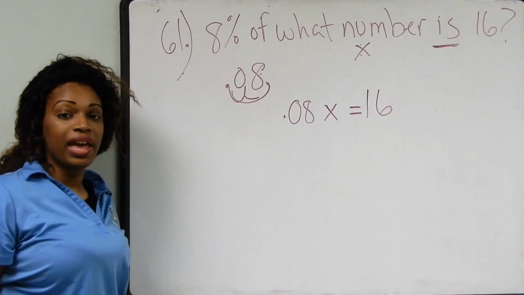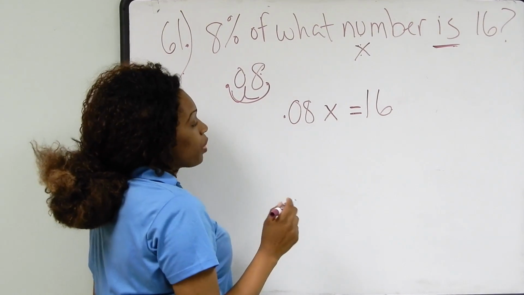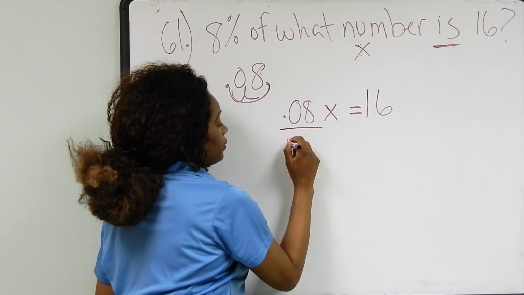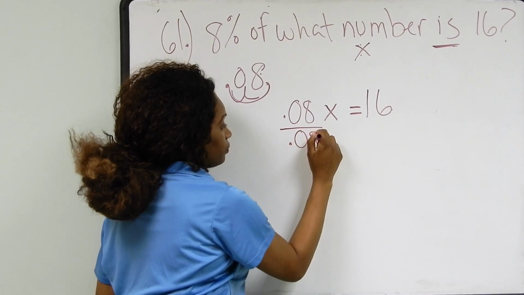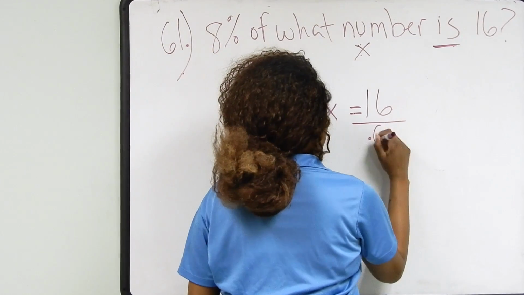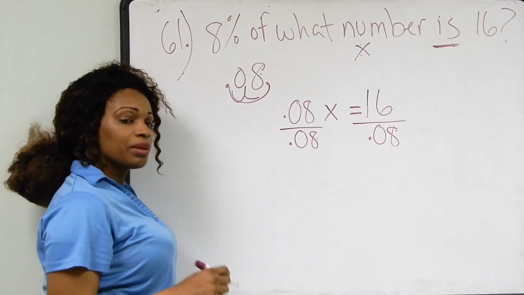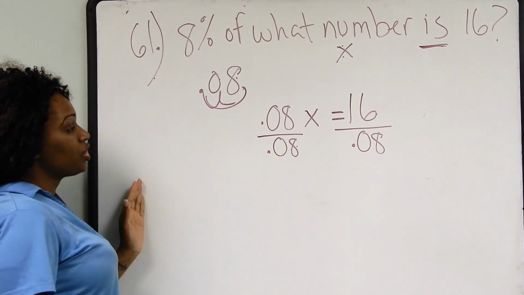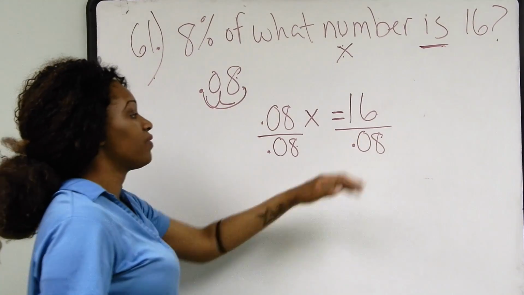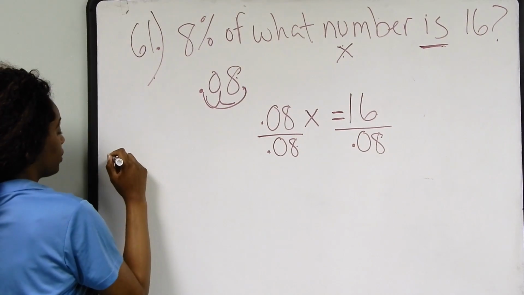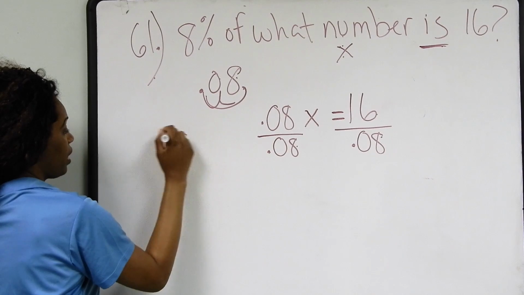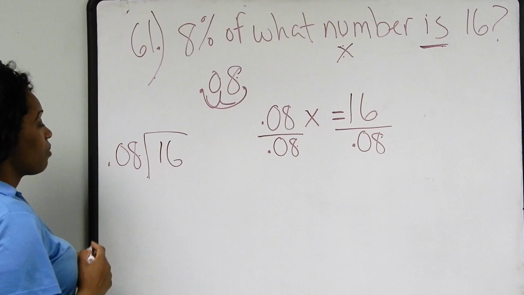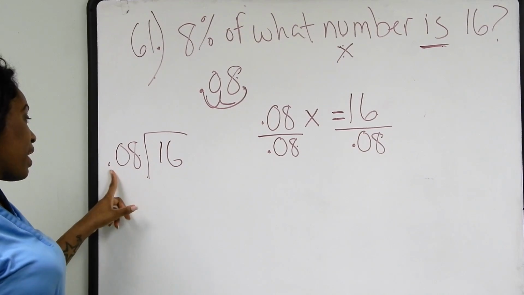Now we want to solve for what x is. So we're going to divide both sides by 0.08, and we're doing this so that we can isolate the variable x by itself. Next, we're just going to divide off to the side: 16 divided by 0.08.